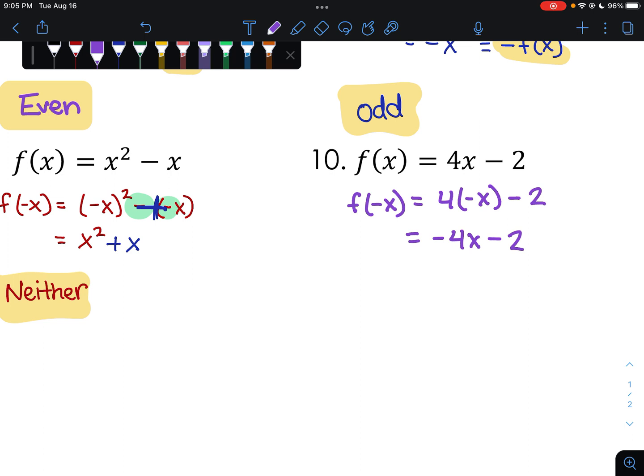Then I ask myself, did all of my signs change? If all of my signs were going to change, then I would have to have a negative 4x and a positive 2. That's not what I have. So once again, this does not meet any of the characteristics, so it would be another neither.